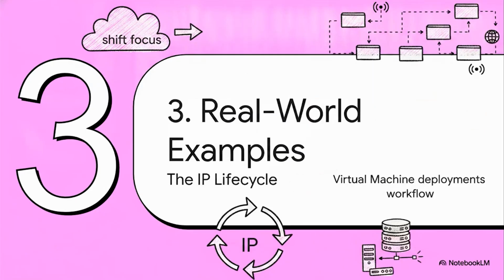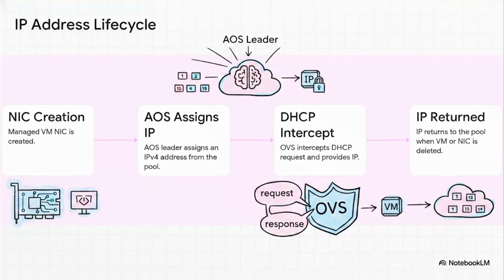Let's dive into Section 3, Real-World Network Examples. Let's walk through the exact chronological lifecycle of a managed IP address, step by step. Step 1 kicks off at NIC creation, a NIC being your network interface controller, basically the virtual network card attached to the VM. Step 2, and underline this for the exam, the AOS leader assigns an IPv4 address from the DHCP pool the exact moment that managed VM NIC is created, assuming an address is available, of course.